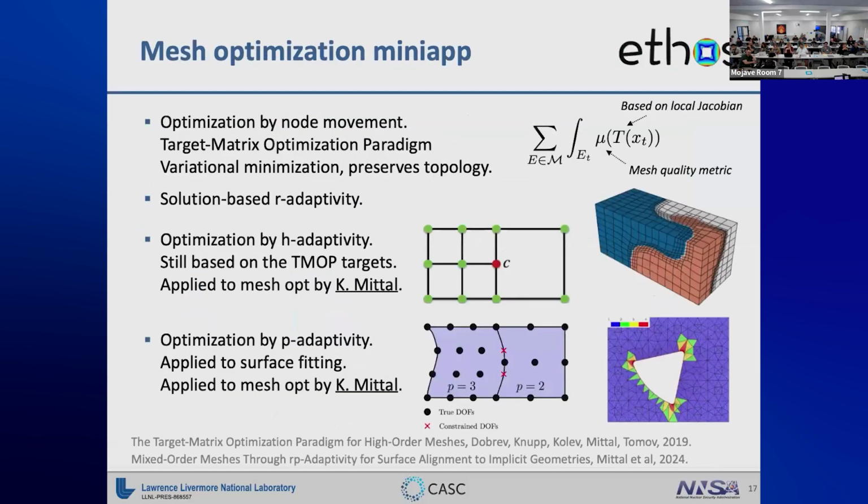Okay, moving to mesh optimization. Mesh optimization is something that we developed in the Ethos project. Ethos is a DOE project. We started with node movement. We just wanted to optimize meshes with node movement. This is the so-called TMOP approach.